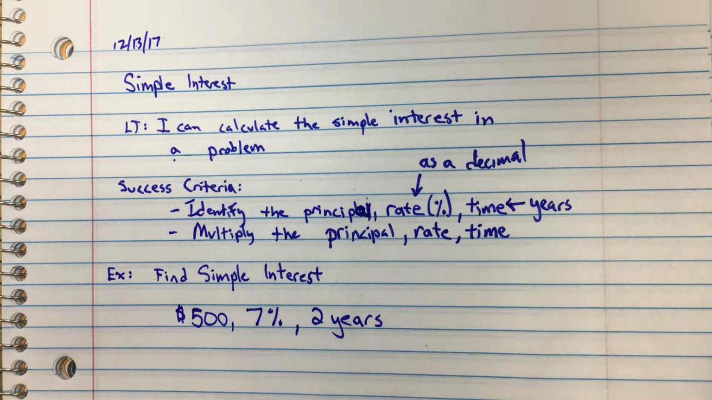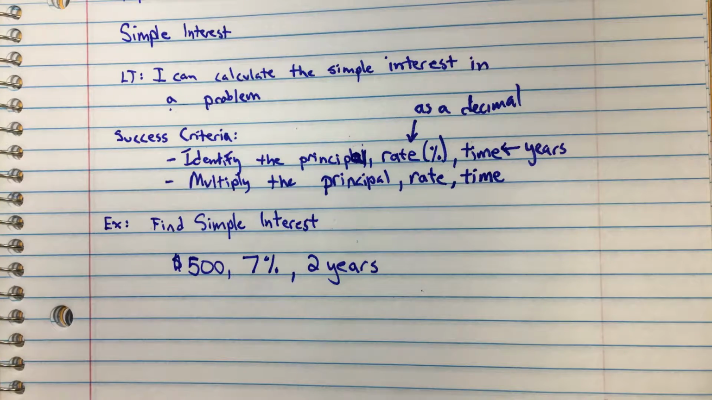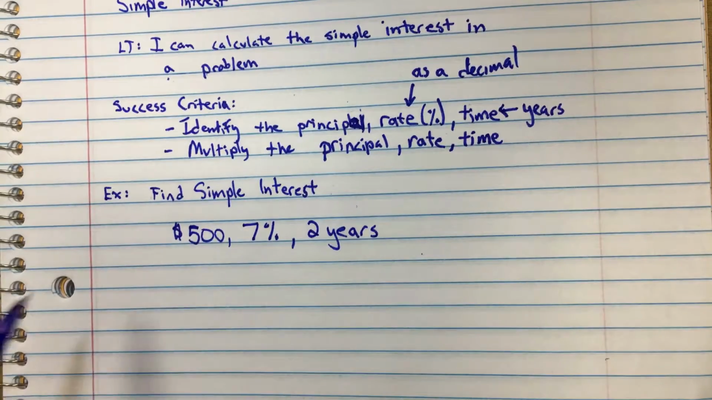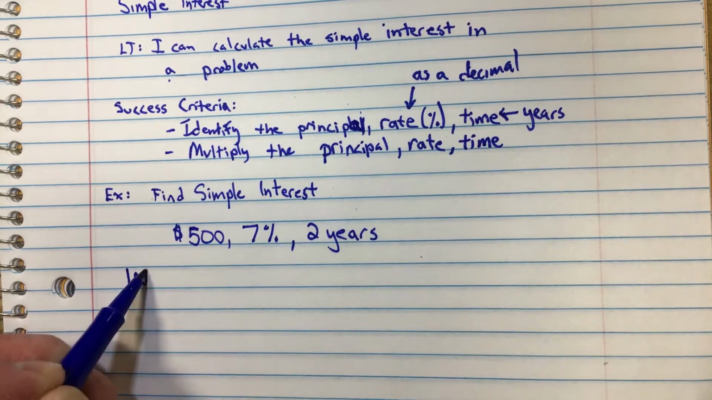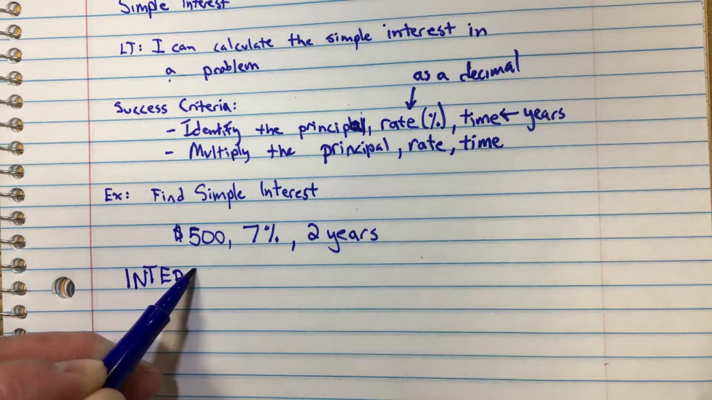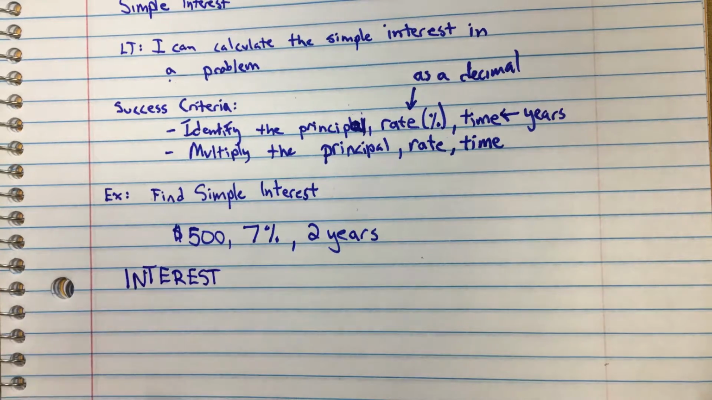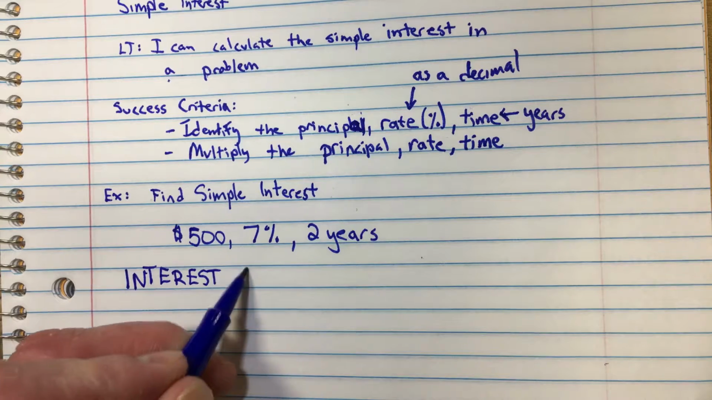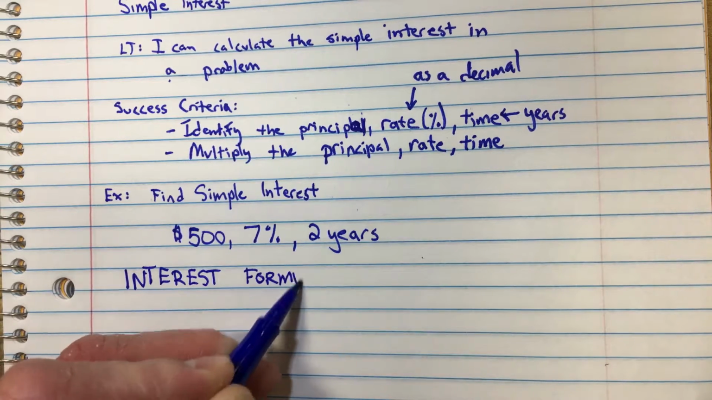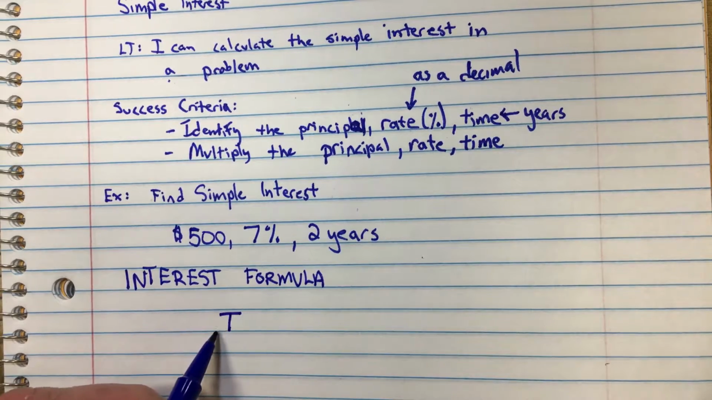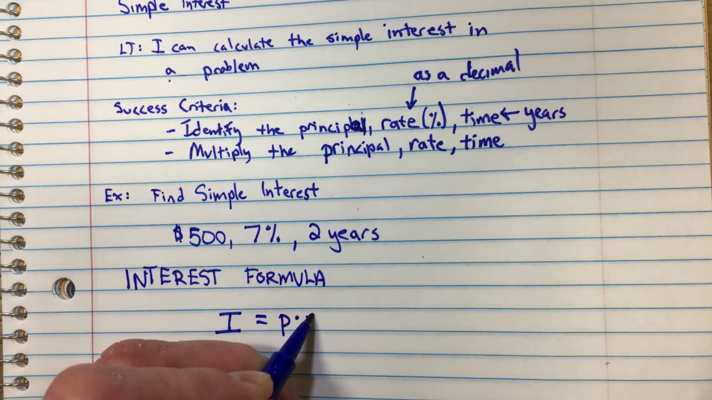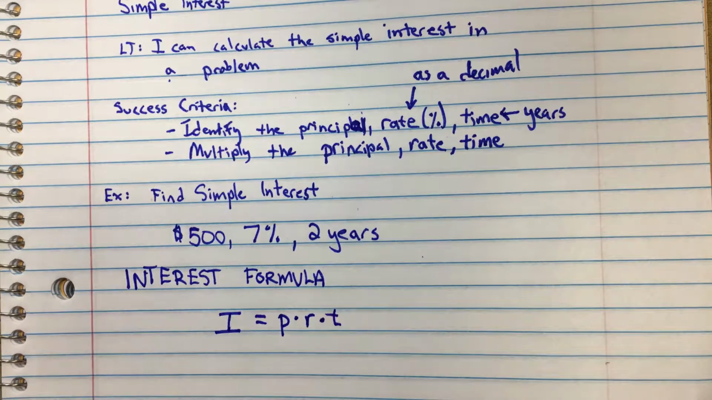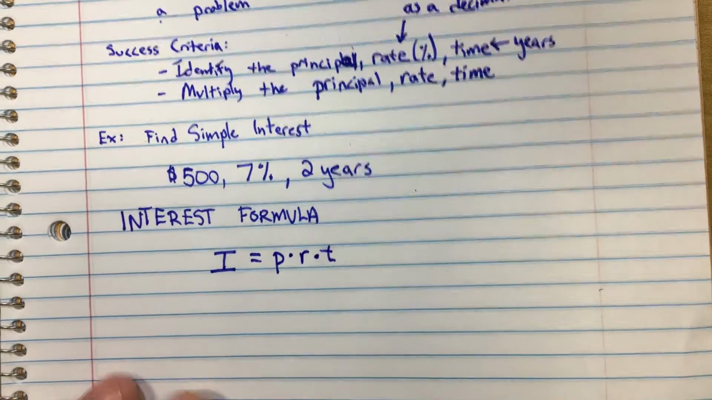To use the formula that we have here, which you haven't seen yet, we're going to take these three things and multiply them in our interest formula. The first thing we want to look at is our interest formula, which you're going to use today and tomorrow, and we might even do this on Friday. The interest formula is a capital I, big I, equals P times R times T. Those are the three things we talked about earlier.